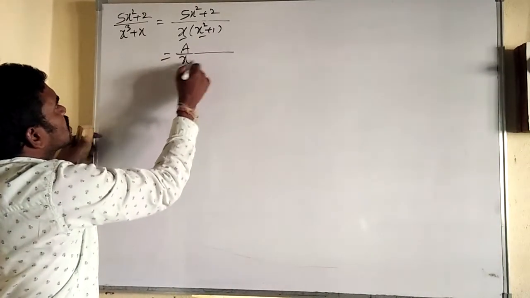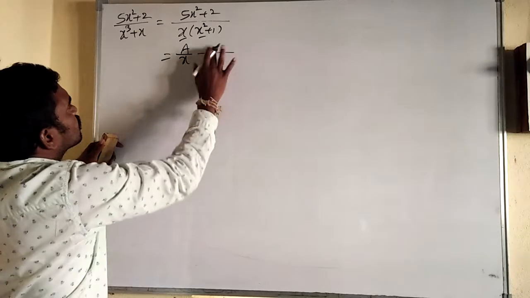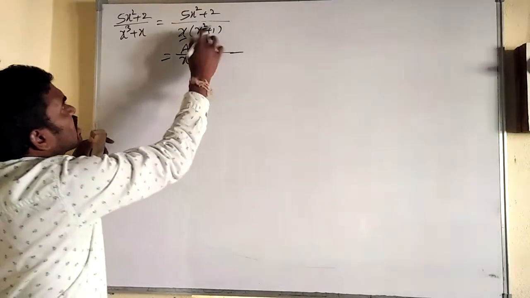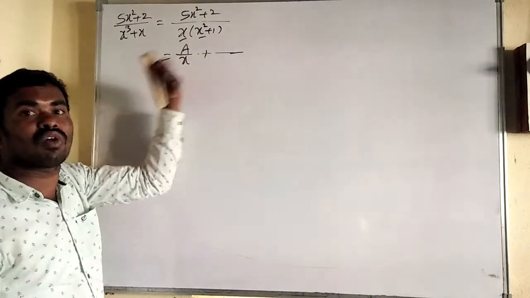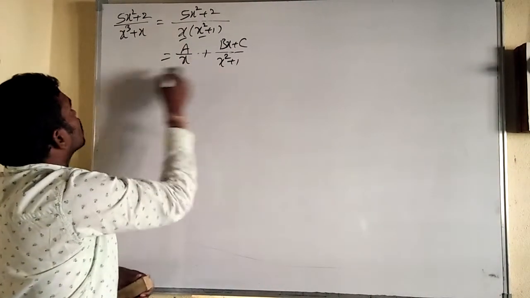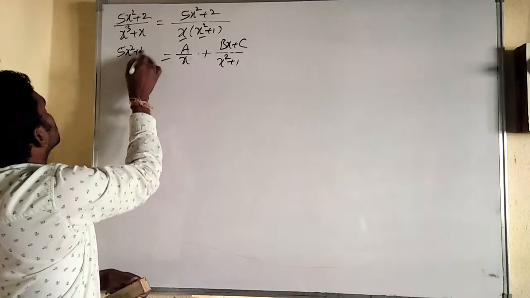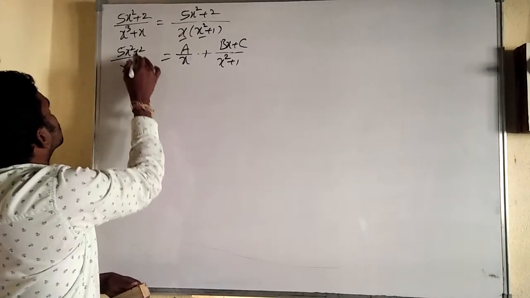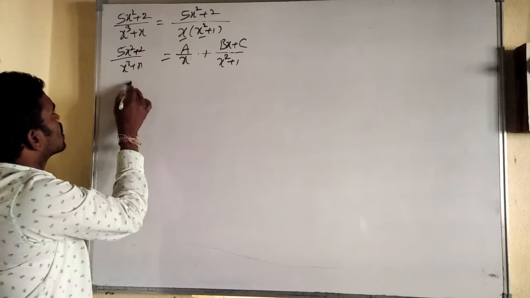So two terms are there. One is a by x, plus the second one, which is not linear but quadratic, so bx plus c by x square plus 1. So 5x square plus 2 by x cube plus x is equal to this. Okay, next one more step.